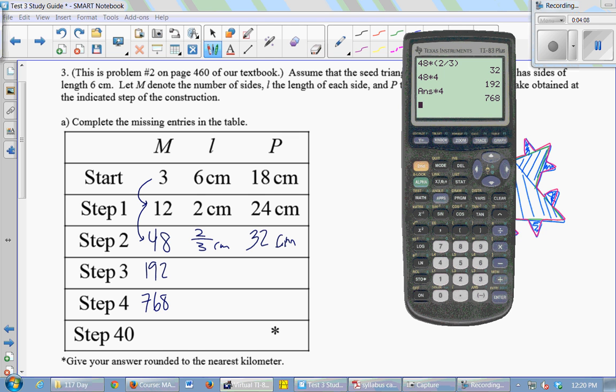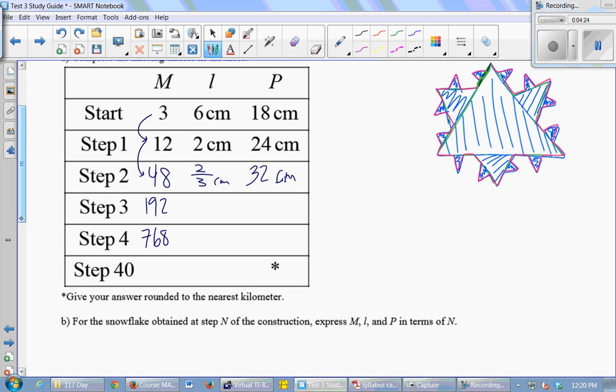And then I could keep multiplying by 4 over and over and over again until I have reached step 40, though that would be difficult to keep track of. So instead, I'm going to say, well, I started with 3. I want to multiply by 4 40 times. So this is going to be 3 times 4 to the 40th. Because 4 to the 40th means times 4 40 times. All right, so that fills in my column for M.